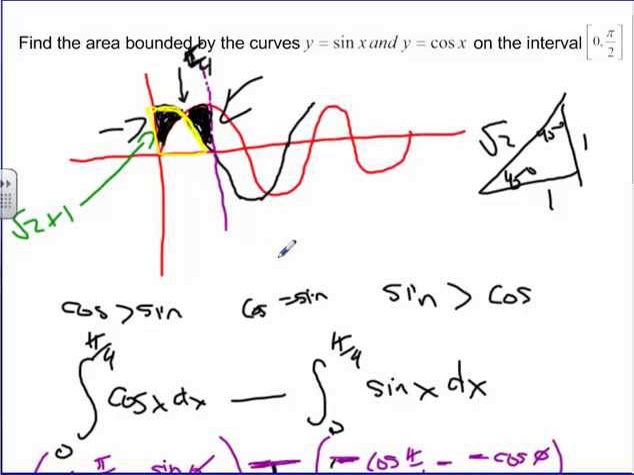Long story short, the way you solve this is you have to find the location where one is greater than the other. And you have to make sure that you subtract them from each other correctly, like in this one right here, where you put the sine graph above the cosine graph, as opposed to the cosine graph above the sine graph. So once you find that intersection point, you do it twice, and then find this area in black and this area in black and add them together.